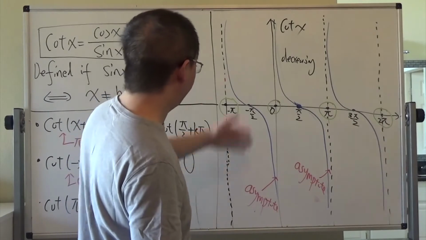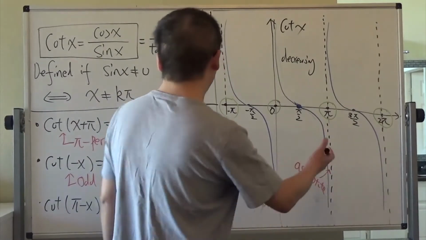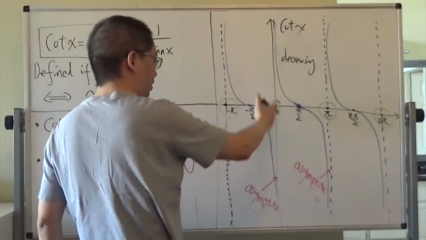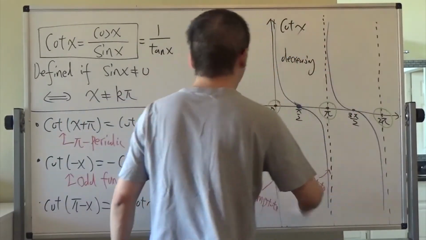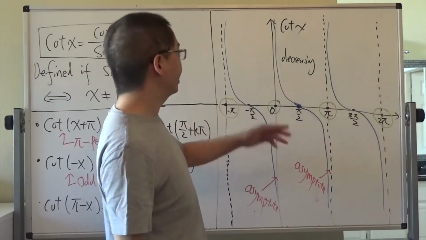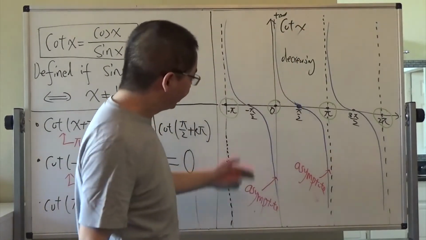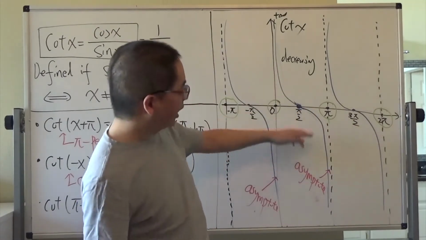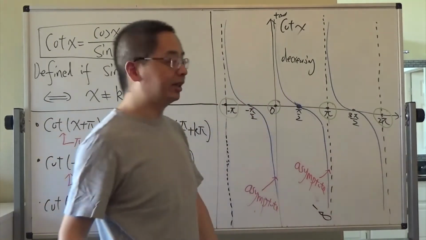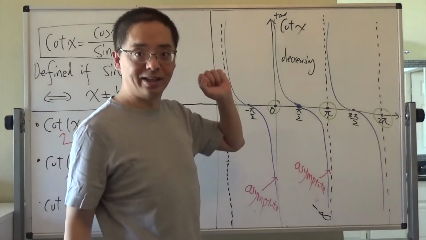Number 3, like the tangent function, it also has asymptotes, although the locations are different. The asymptotes are at x equals k pi, so here x equals pi, here x equals 0, x equals 2 pi, x equals negative pi. Within this period, when x approaches 0 from the right-hand side, the function goes all the way to plus infinity. By the reflection, when it approaches pi from the left-hand side, it tends to negative infinity. So those vertical lines are asymptotes of cotangent x.